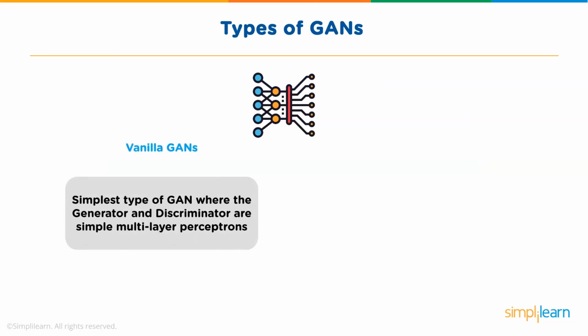So first we have vanilla GANs. Now vanilla GANs have the min-max optimization formula that we saw earlier, where the discriminator is a binary classifier and is using sigmoid cross entropy loss during optimization. In vanilla GANs, the generator and the discriminator are simple multi-layer perceptrons. The algorithm tries to optimize the mathematical equation using stochastic gradient descent.